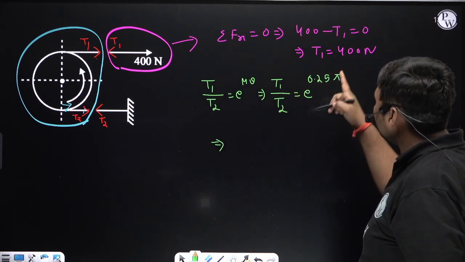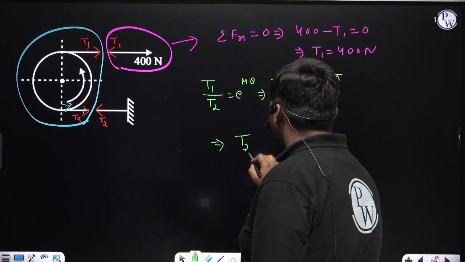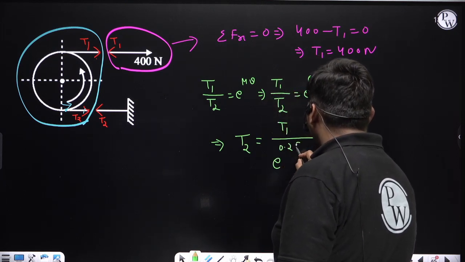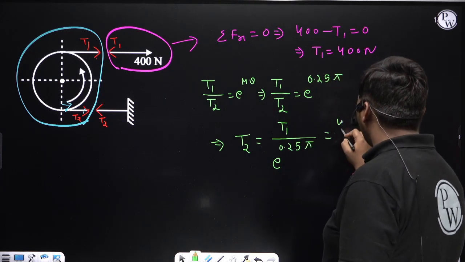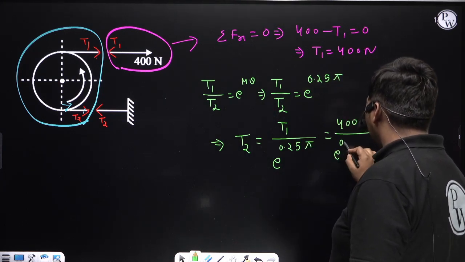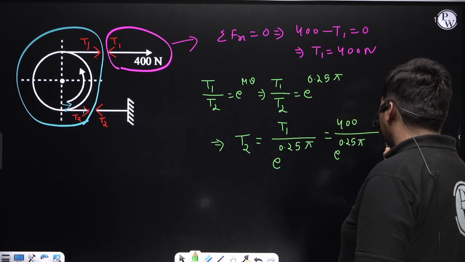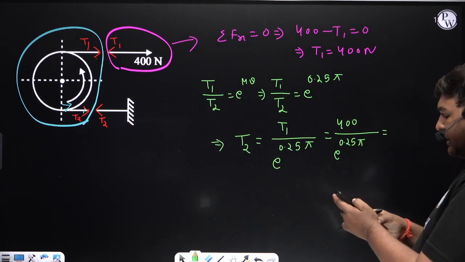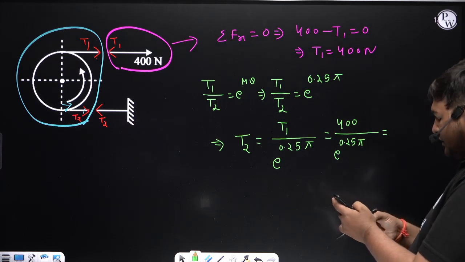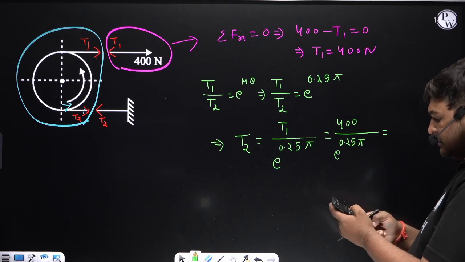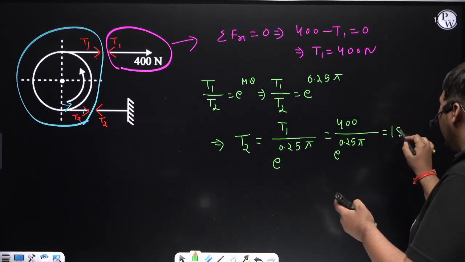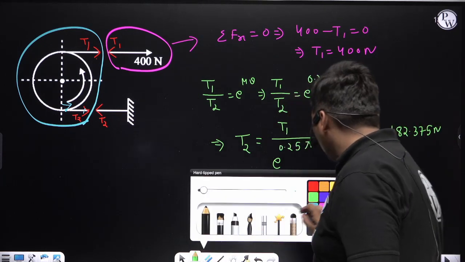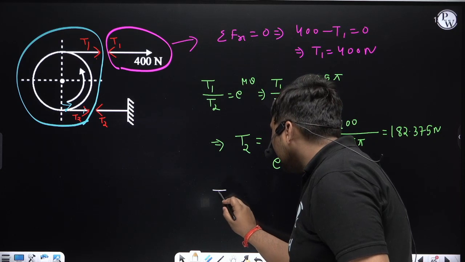Since T1 we have already calculated, we can find T2. T2 will be equal to T1 upon e to the power 0.25 pi. T1 is 400, divided by e to the power 0.25 pi. So from this equation we can find the value of T2. And how much is it coming? 400 divided by e to the power 0.25 pi. It is coming 182.375 Newton. Since we have calculated the value of T1 and T2 both, we can find braking torque.